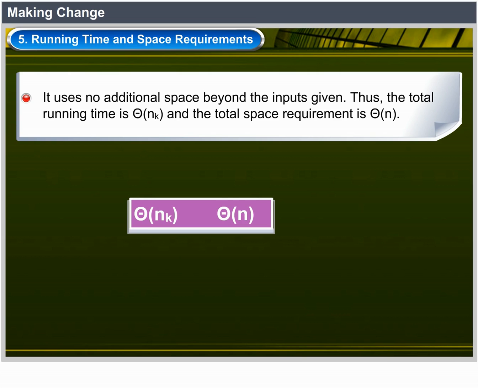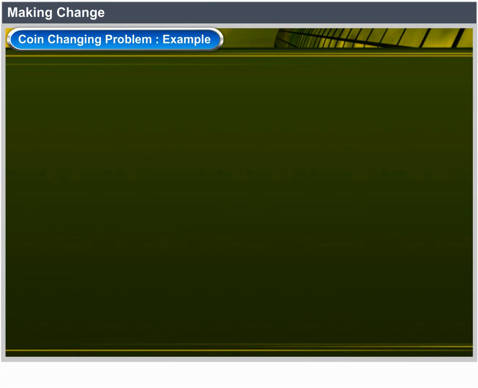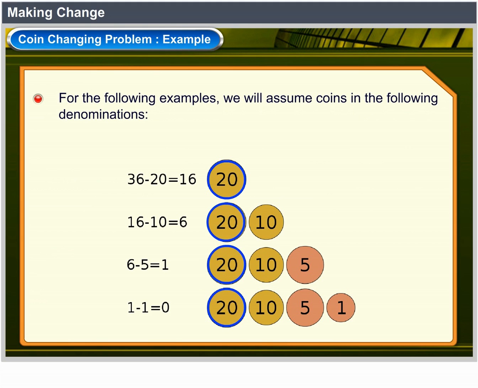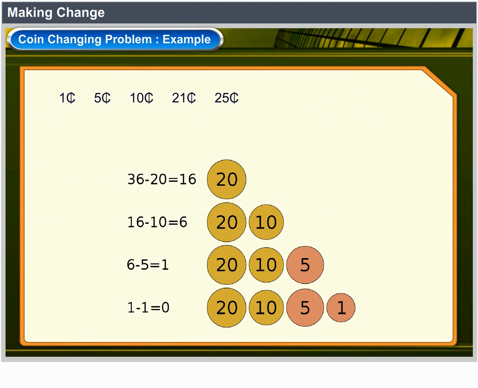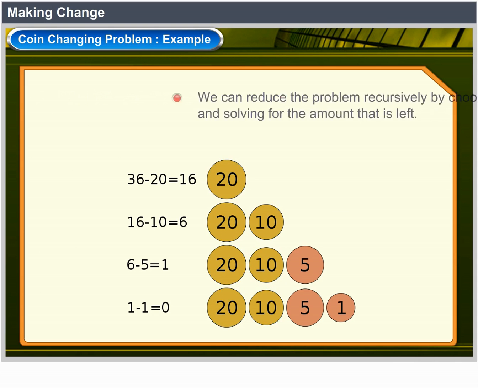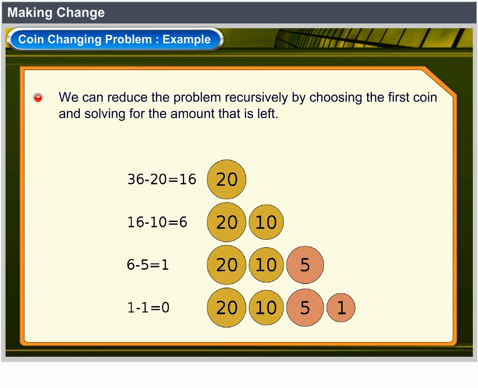Coin changing problem example. To make change for 63 cents using the smallest number of coins. For the following examples, we will assume coins in the following denominations: 1 cent, 5 cents, 10 cents, 21 cents, 25 cents. We will use 63 cents as our goal. We can reduce the problem recursively by choosing the first coin and solving for the amount that is left.